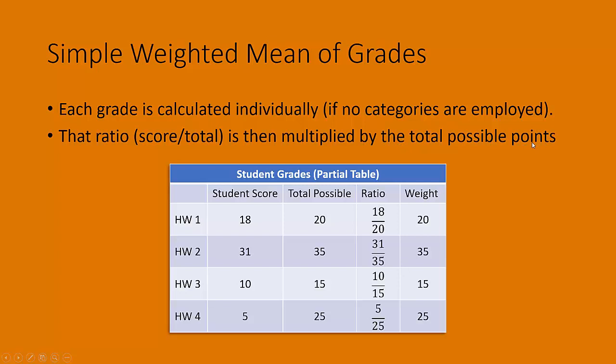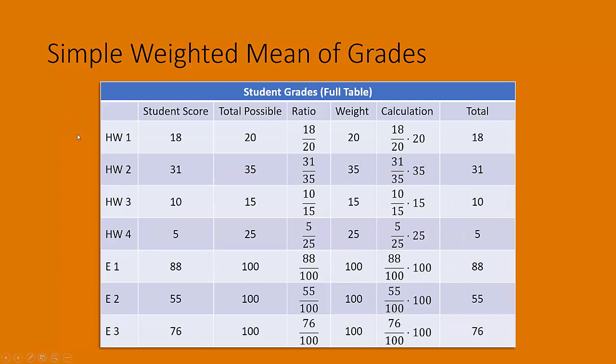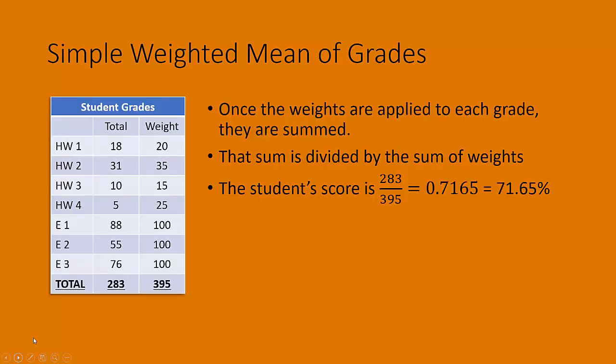So as you can see here on the table below, for homework 1 the student scored an 18 out of 20, so that's the ratio, and then you'll multiply that by how much the assignment was worth, which is 20, and that becomes your weight. You do this for each one of your graded assignments. And then, once the weights are applied to each grade, they are all summed. This sum is divided by the sum of the weights. And here in this example, you can see the student's score is 71.65%.